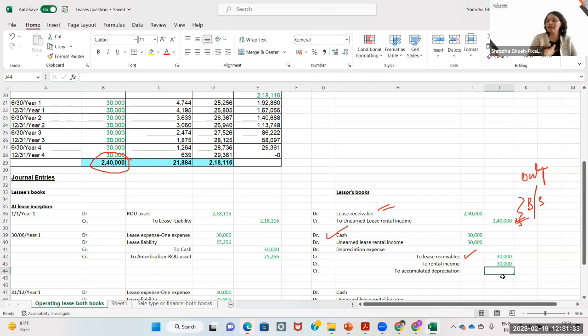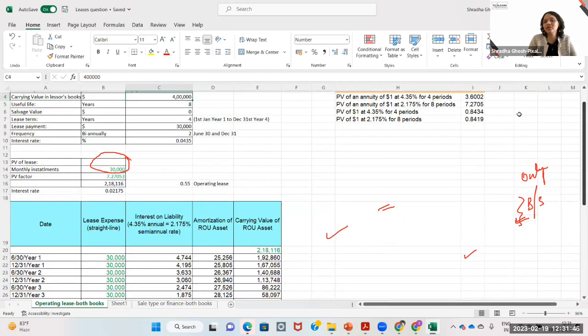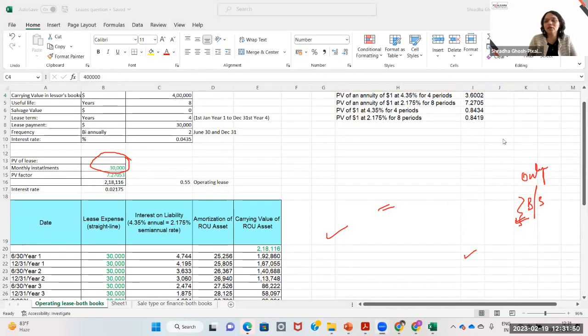Okay. Now I'm a lessor. Anyway, I was having the asset in my books. What will I do? I will simply now depreciate the asset. The carrying value of the asset is 400. Can you quickly tell me what is the depreciation figure in the lessor's book on 30th of June?